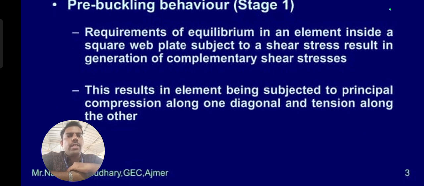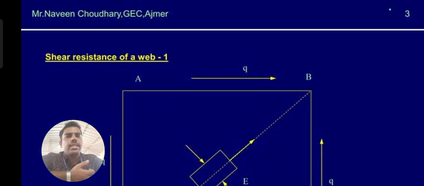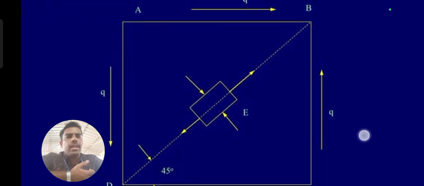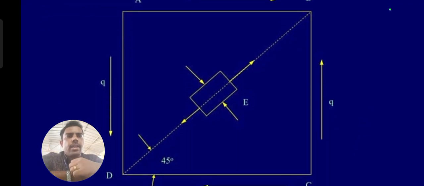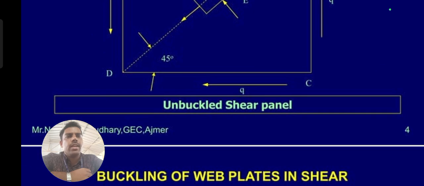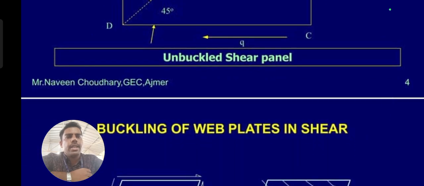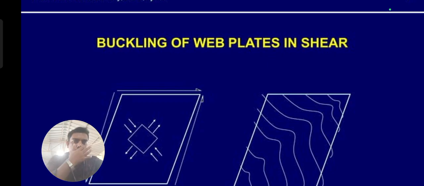After that, based on the result of the analysis, we have to find the element subjected to principal compression along one diagonal and tension along the other. This is the pattern of the load acting in that scenario. Here the load acts at an inclination of 45 degrees at that location, and this q is the load intensity, the pressure acting in that situation. So this is called an unbuckled shear panel. Where buckling occurs, what is the meaning of buckling?